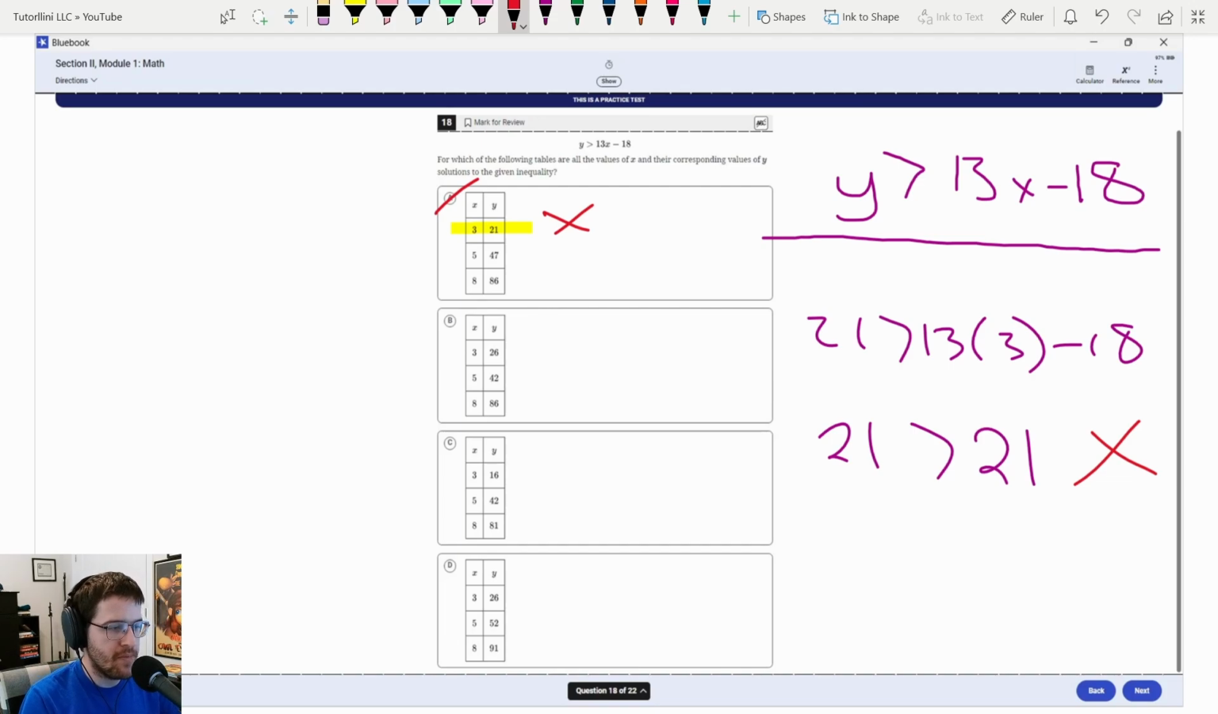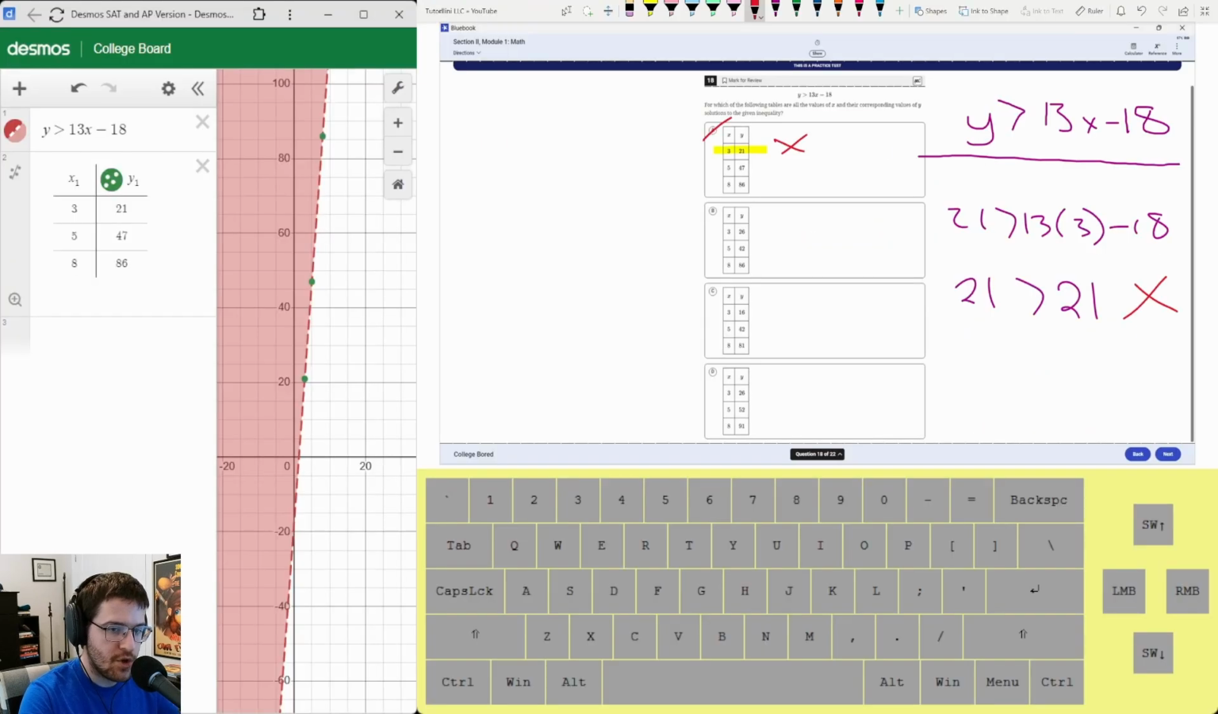Let's go and type it into Desmos. Okay, this is choice A. As you can see, the points lie on the boundary line. Because it's a dashed line, that is not acceptable. If it were a solid line, it would be part of the solution set. But because it's on the dashed line, it's no good. Let's look at the other choices.